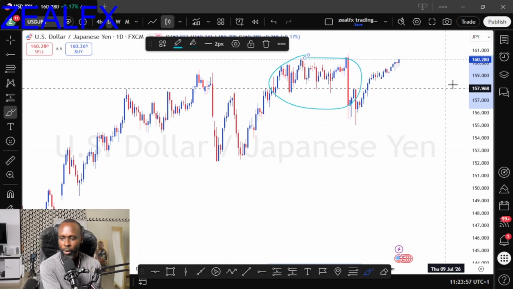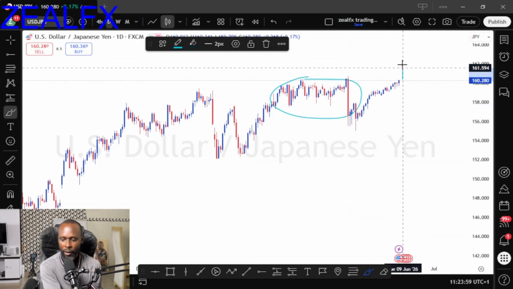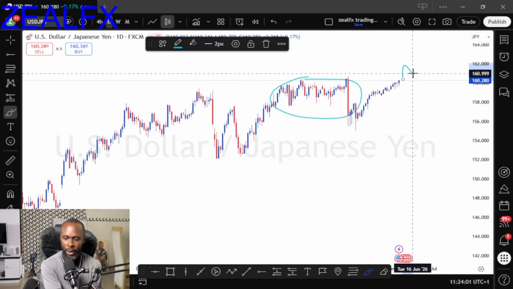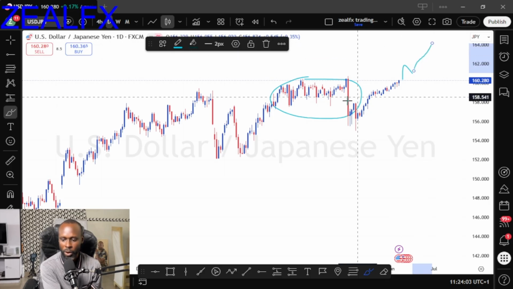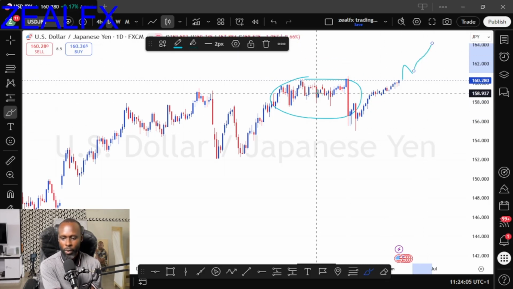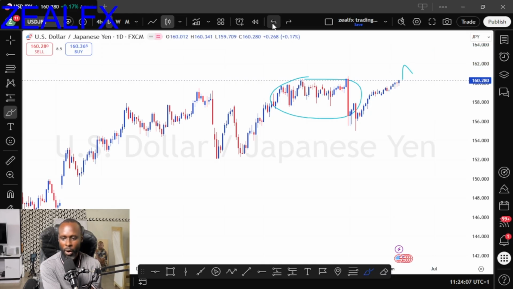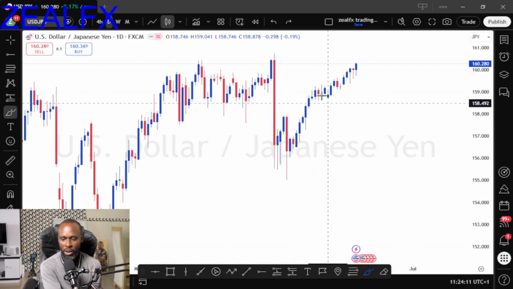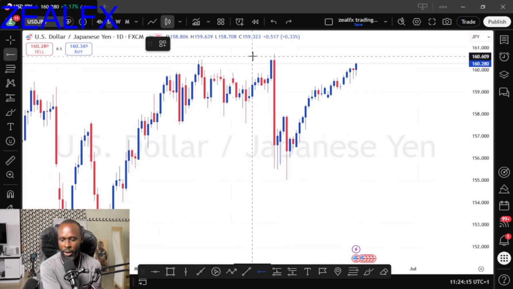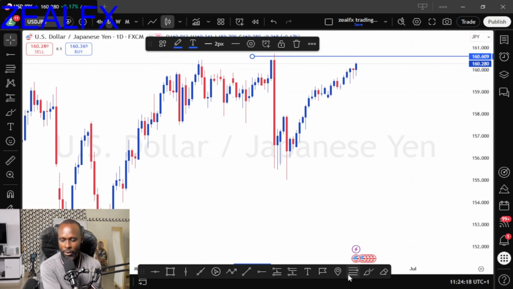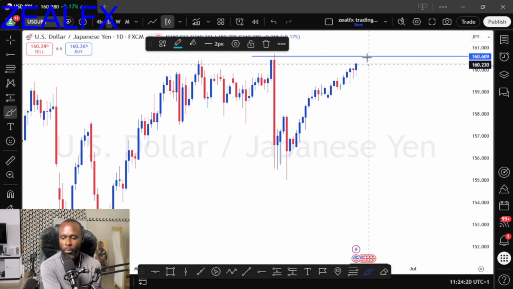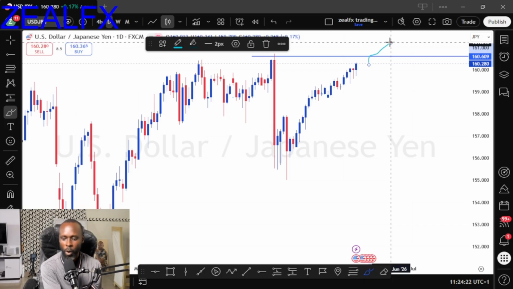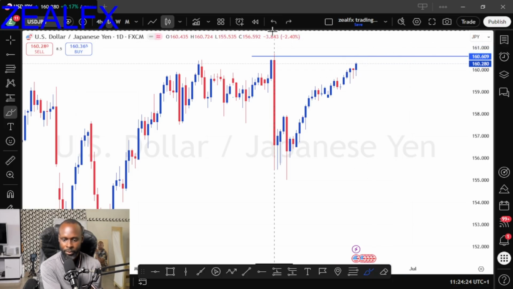We need price to break above this level for the major structure break, then we'll start looking for more buys to the top. So our current trend now on the USD JPY on the daily time frame is currently on a reversal trend, which is price we expect to reverse back to move to this resistance area, and a break of that resistance area will trigger more of the buying opportunity for the USD JPY.